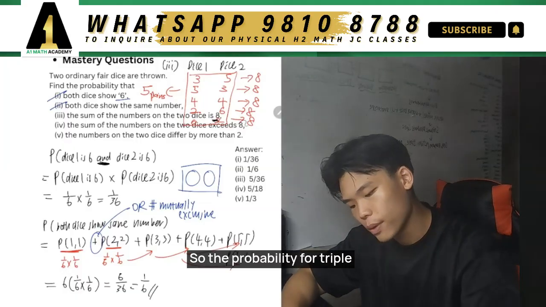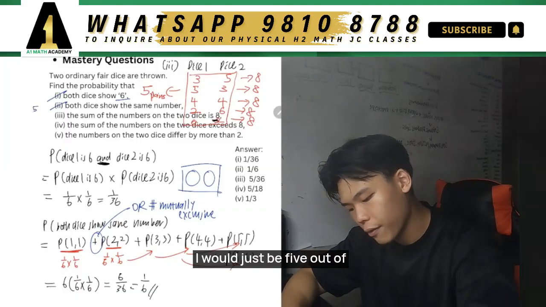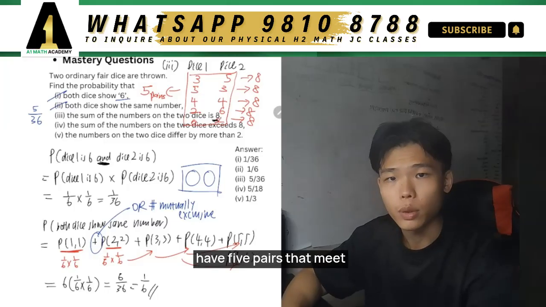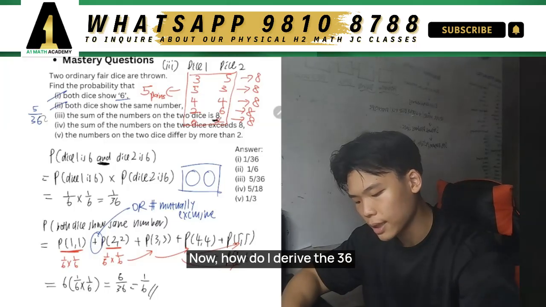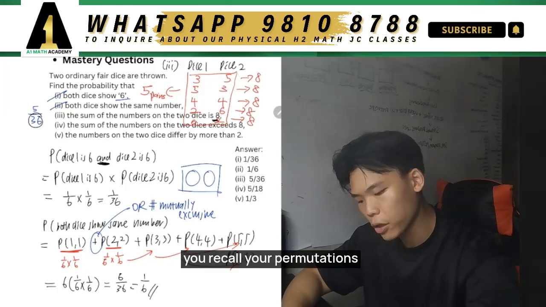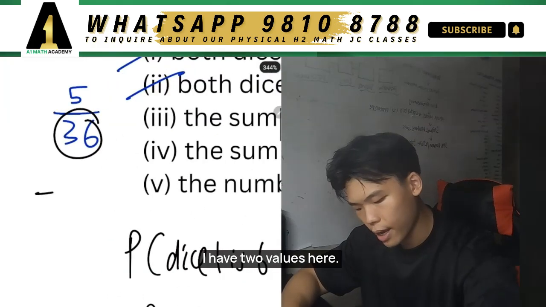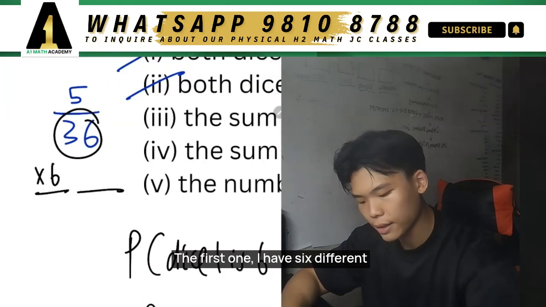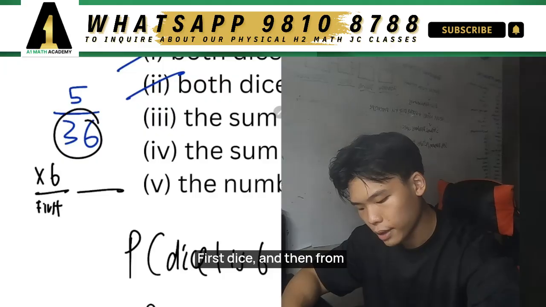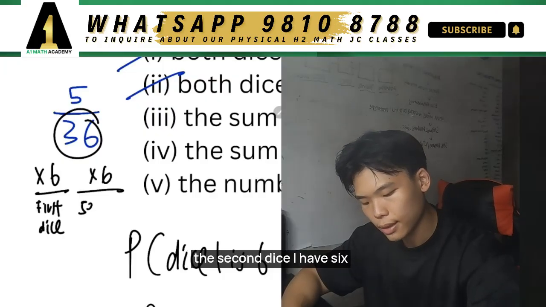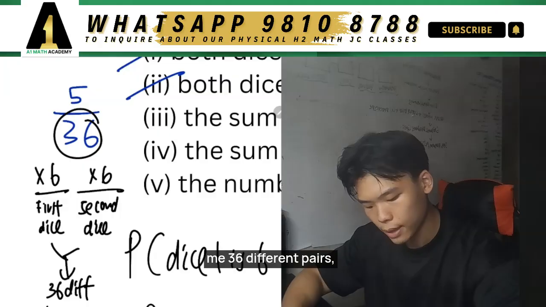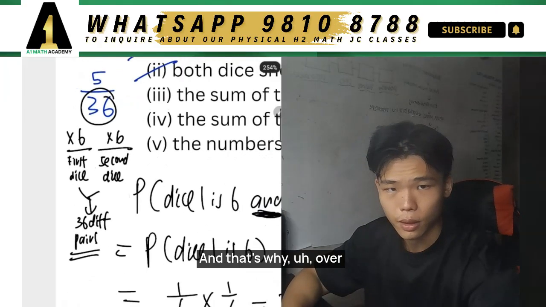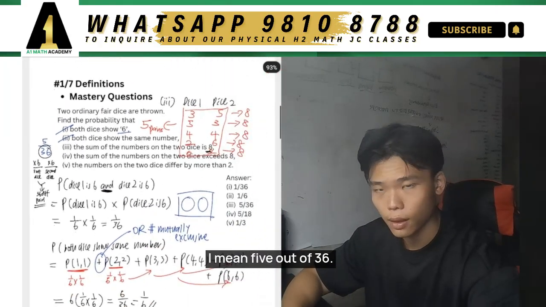So the probability for part I would just be 5 out of 36, simply because we have 5 pairs that meet our criteria out of 36 pairs. Now, how do I rewrite the 36 pairs over here? If you recall your permutations and combinations, I have 2 values here. The first one, I have 6 different options from the first dice, and then from the second dice, I have 6 different options. So that gives me 36 different pairs. As simple as that, right? 36 different pairs. And that's why over here it's 5 out of 36.